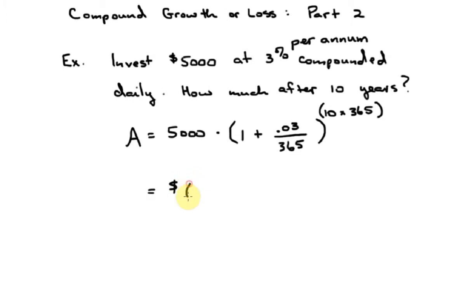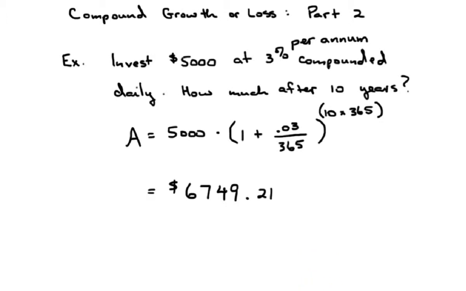So at the end of those 10 years, that $5,000 has grown into $6,749.21. Okay, so that's kind of how finance works.